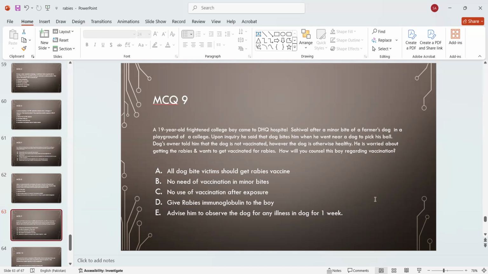A. All dog bite victims should get rabies vaccine. B. No need of vaccination in minor bites. C. No use of vaccination after exposure. D. Give rabies immunoglobulin to the boy. Or E. Advise him to observe the dog for any illness for 1 week. Yes, the answer is E. Advise him to observe the dog for any illness for 1 week.